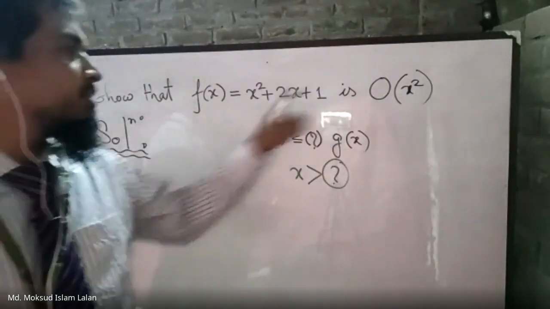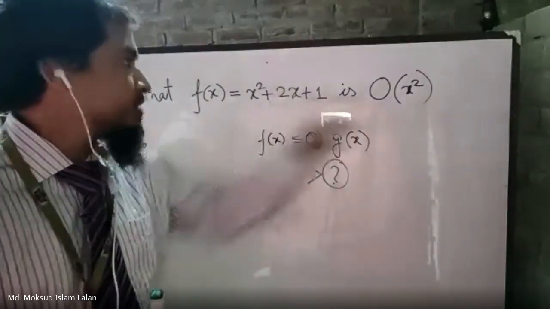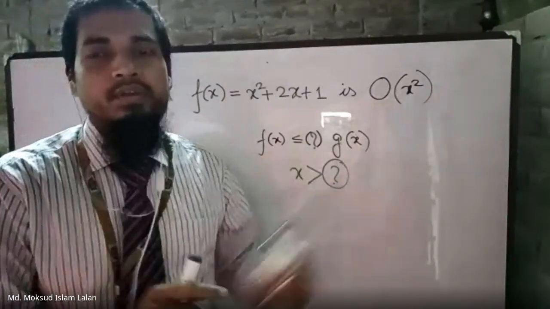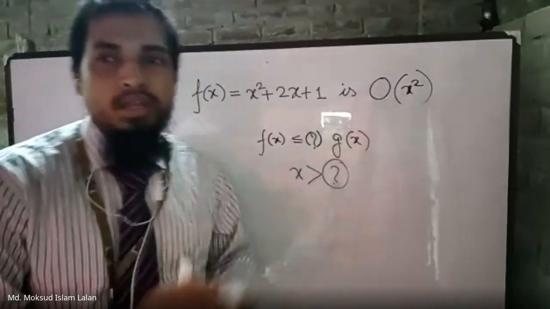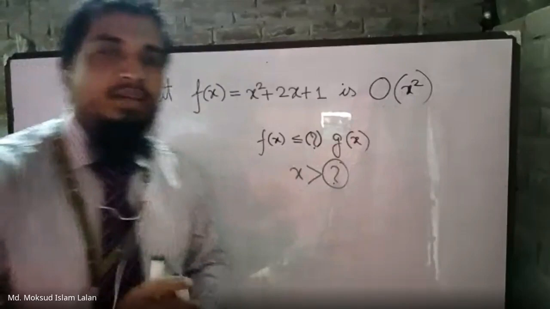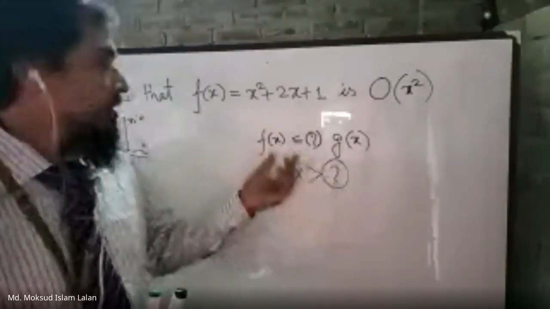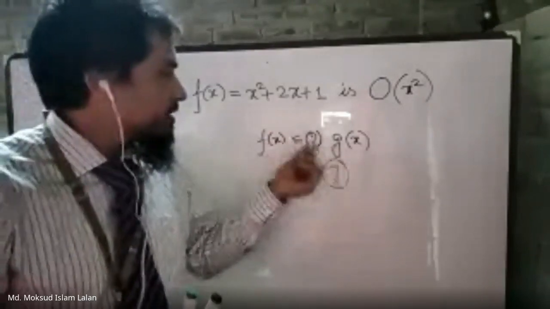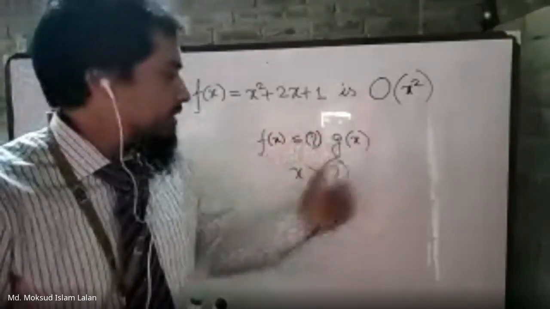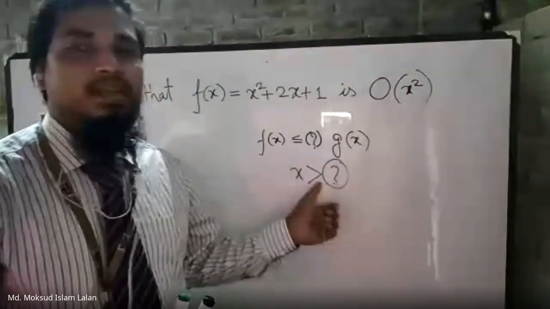Because f of x and g of x are given, no need to edit. F of x, g of x already given, right? Indirectly we can consider it as g of x. So what is the definition? The definition I wrote on the board just before: f of x less than or equal to c times g of x, for x greater than k. Wasn't it like that?